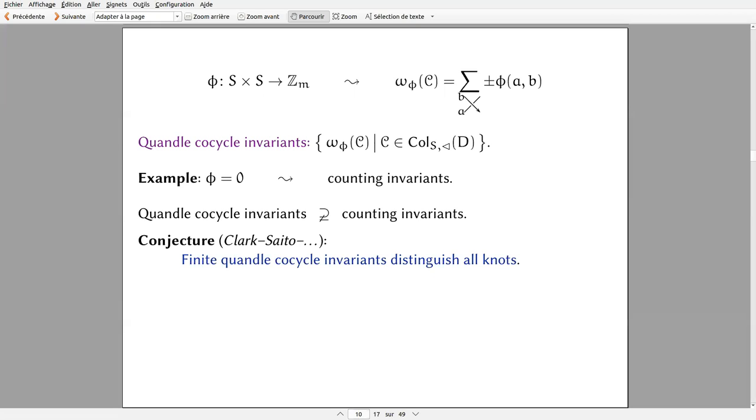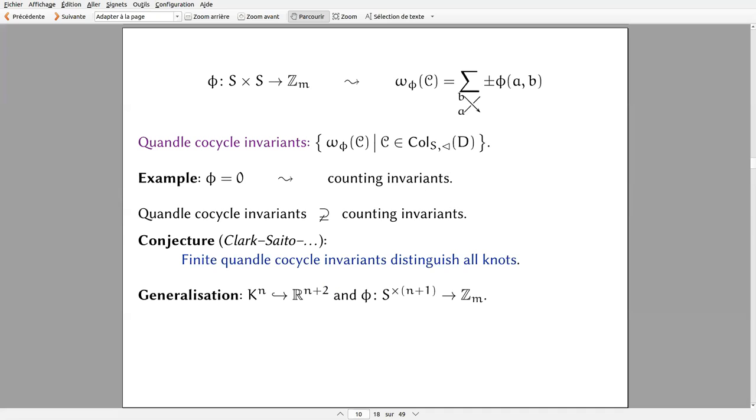As far as I remember, in the work of Clark and Saito, they used just something like not more than 20 quandles with corresponding cocycles to distinguish the knots up to, I think, 12 crossings or something like this. So which is really, really powerful.